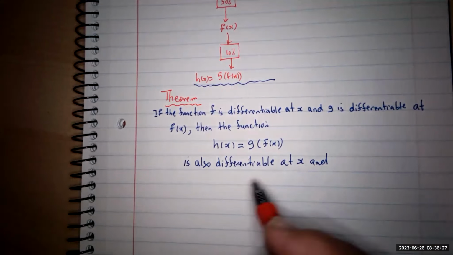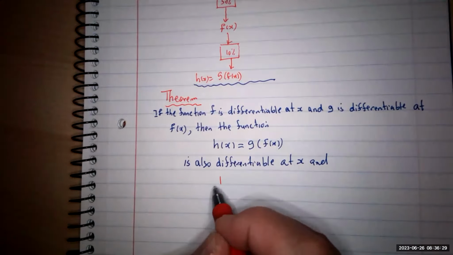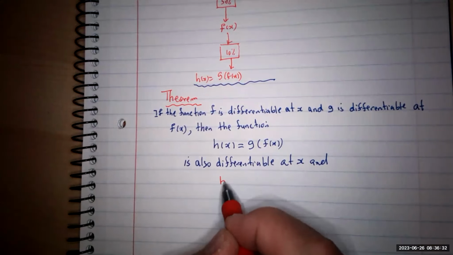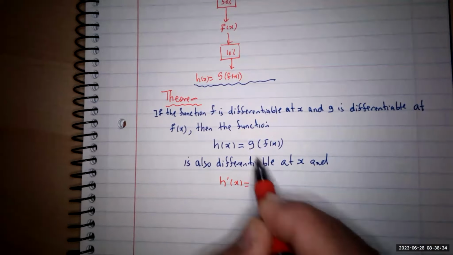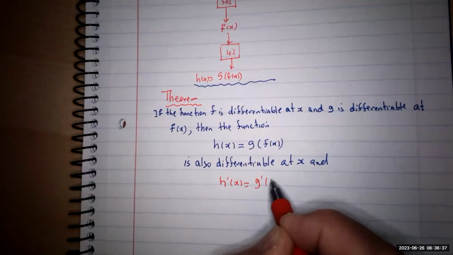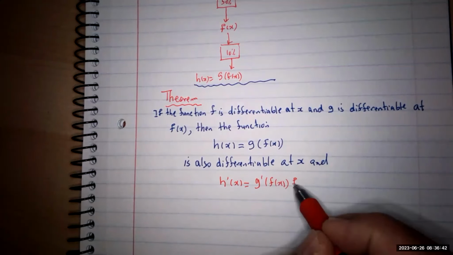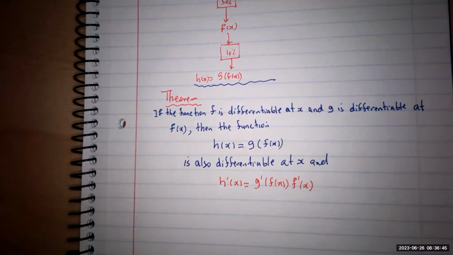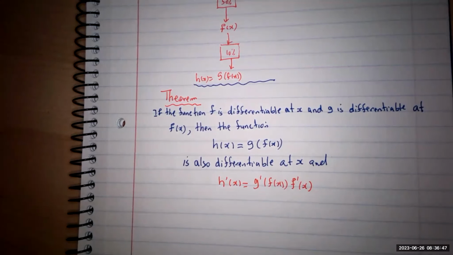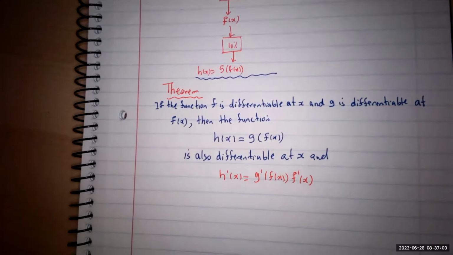What is going to be the chain rule formula? The derivative h prime of x is the derivative of the outside, g prime of f of x, times the derivative of the inside. Okay, derivative of the outside times the derivative of the inside. So that's a general version of our chain rule. Okay, any question?